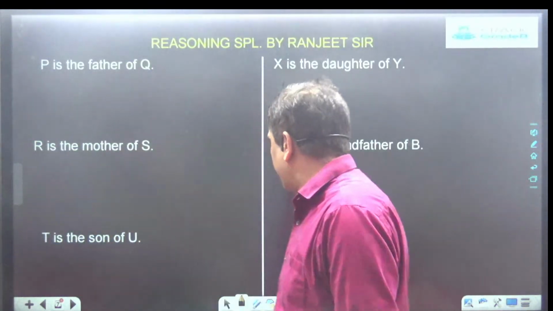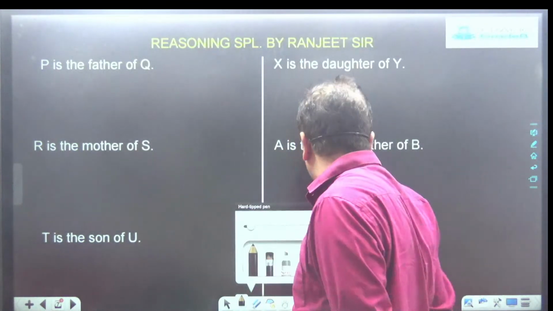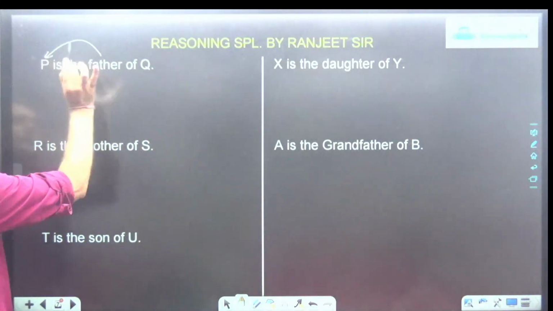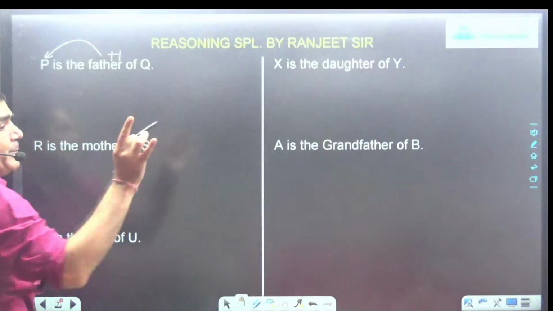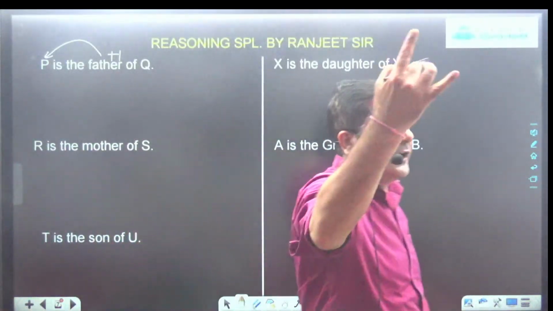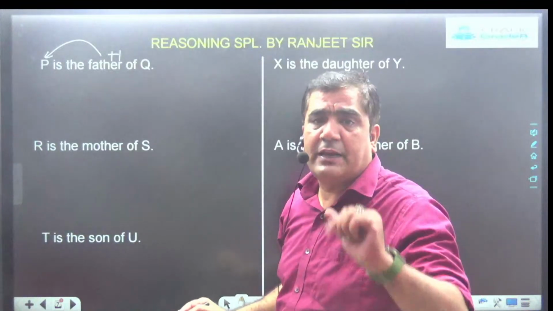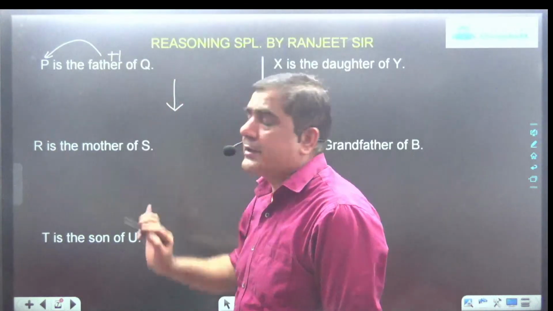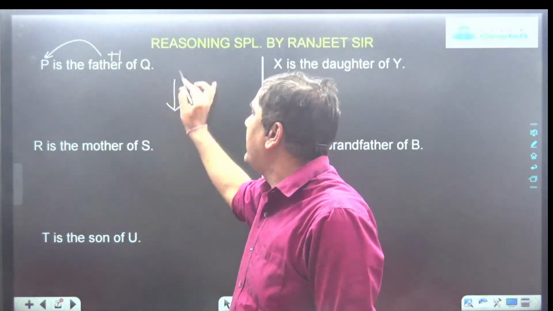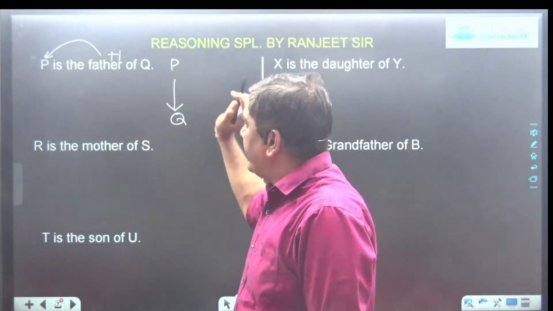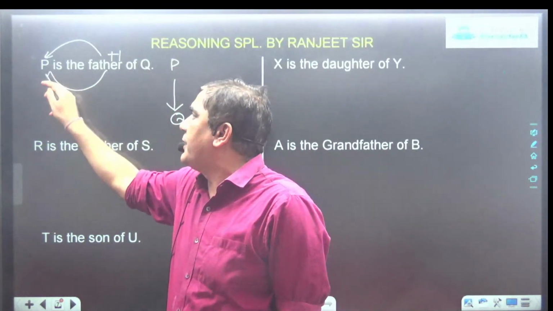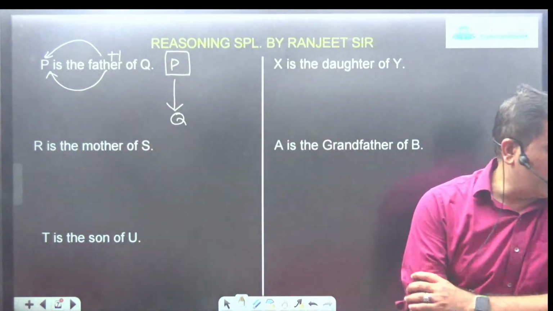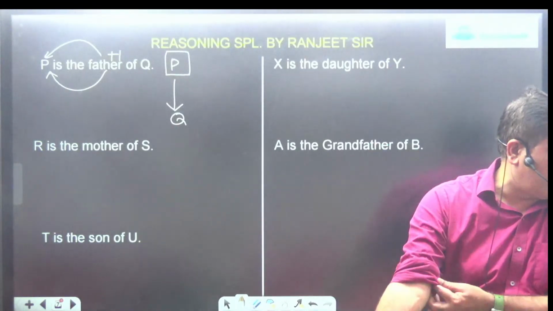For example, suppose they have given P is the father of Q. How to draw the family tree for this one? P is the father of Q means who is going to be the father? P is going to be the father. So father always means plus 1, a gap of one generation, and the father will be one generation ahead. How to plot this? A gap of one generation means one arrow, and P will be above, followed by Q. And P is given to be the father, so P should be male. So P will be a square. Q can be male or female, not sure.